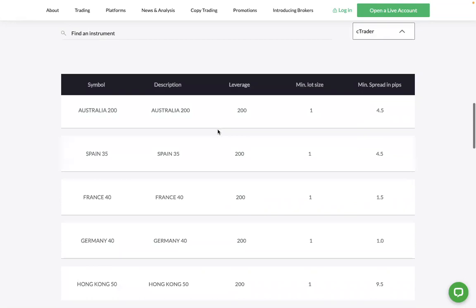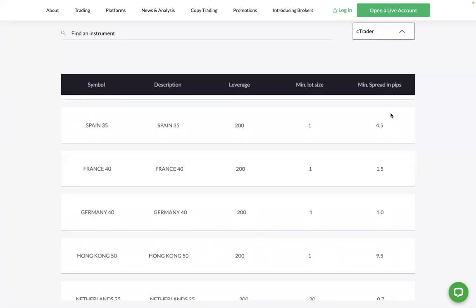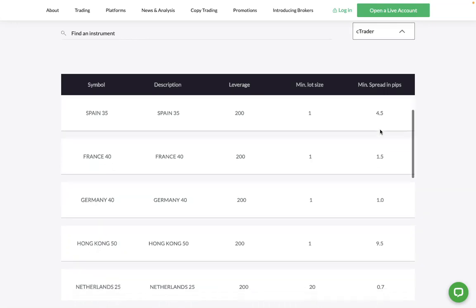you want to trade. For example, if you want to trade Australia, the description is Australia 200 at TopFX. The maximum leverage is 200, so 1 to 200, the minimum lot size is 1 lot, and the minimum spread is 4.5 pips. As you can see, Spain has the description Spain 35, the 35 most valuable stocks in Spain. Leverage is the same, 200, minimum lot size 1, minimum spread 4.5 pips.